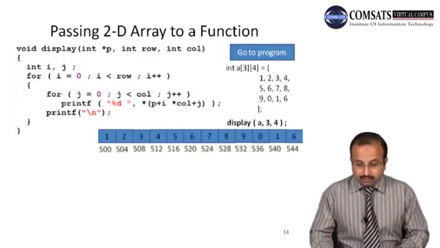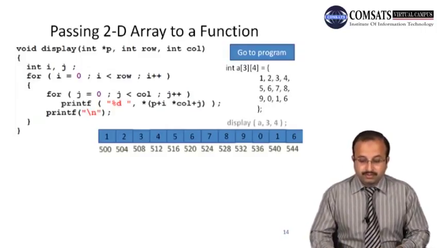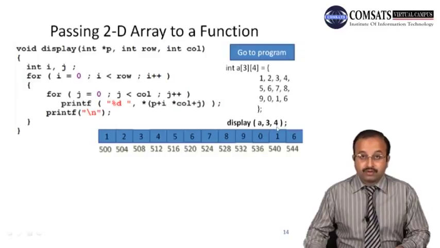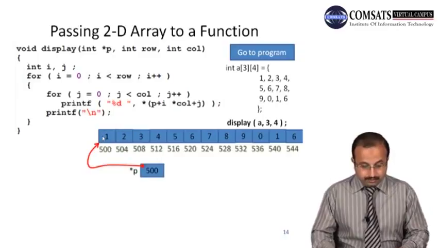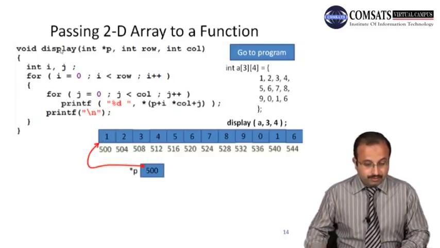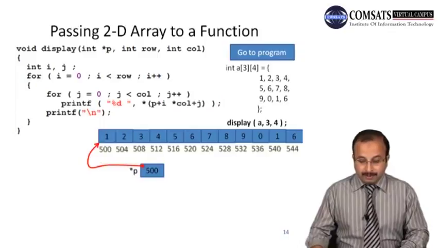This is how we call the display function from the main. In this way we called this function. We pass the base address of that array, so the address 500 will be passed over here. Then we tell the number of rows and number of columns. So the P points to this position now. P is a pointer in the display function, and the P pointer contains the base address of this array, that is 500. Now this pointer points to this memory location, right?